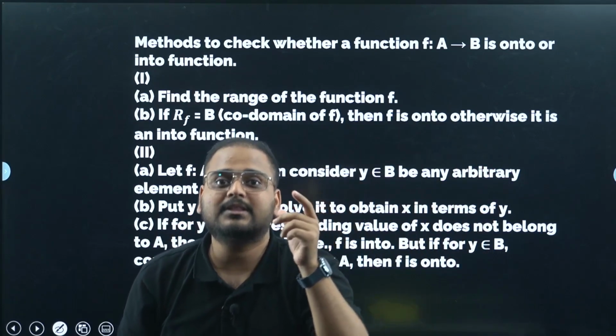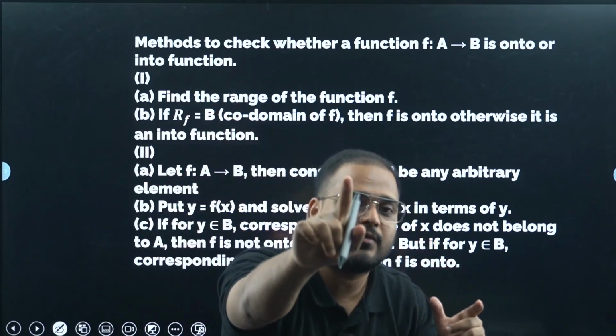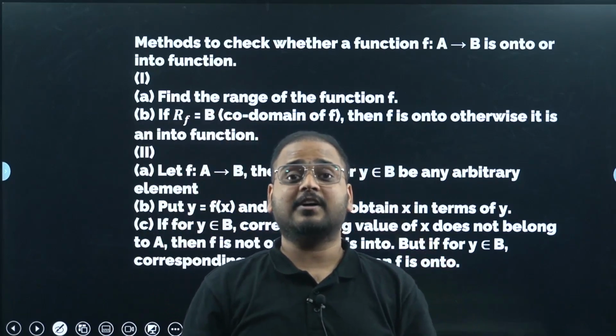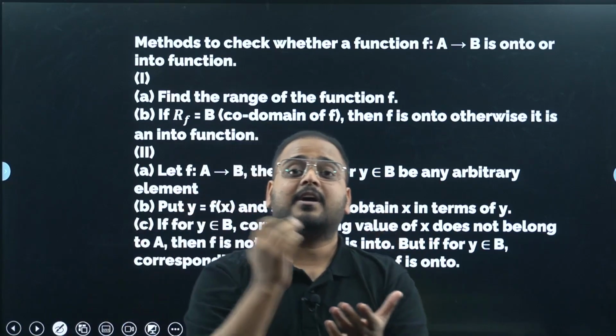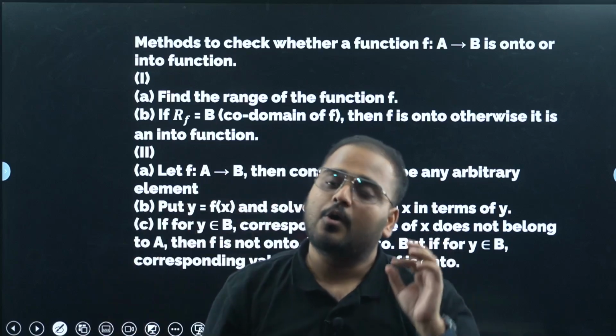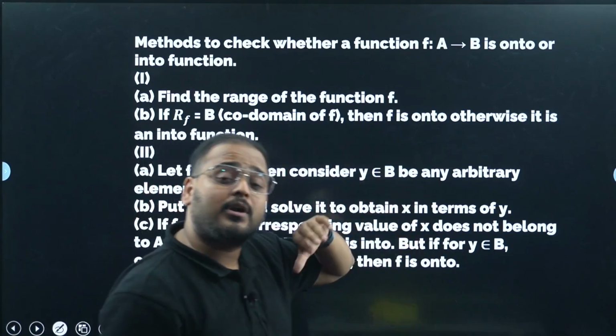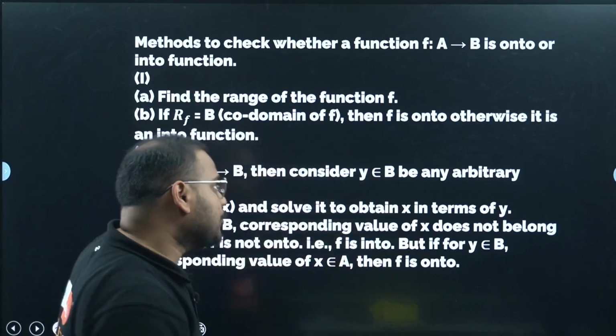Or the graphical method. Draw the graph of the function and draw a line parallel to the x-axis. If it cuts at one point, the graph is giving me a one-one function; if not, many-one in both the cases. But what about onto and into?